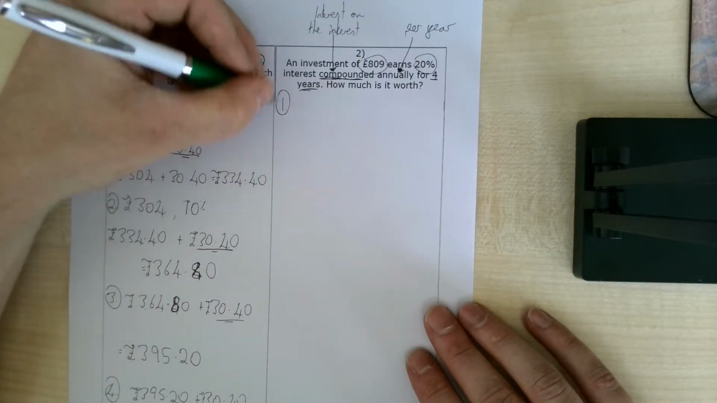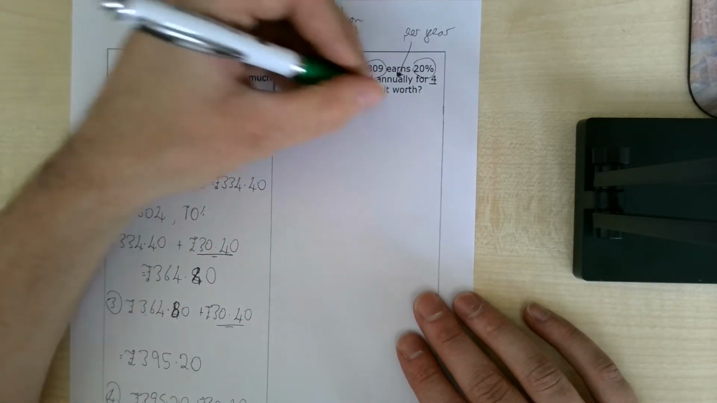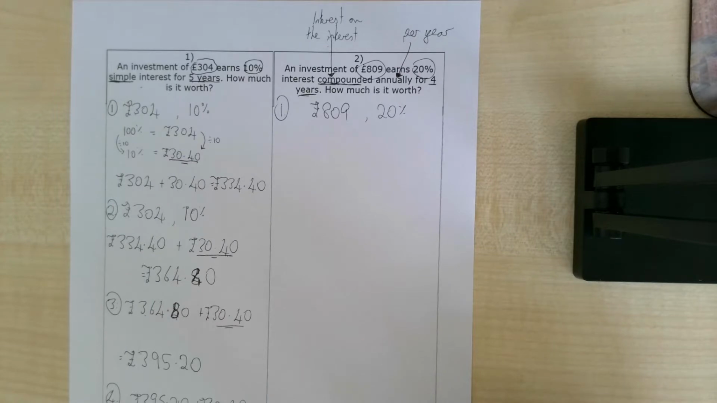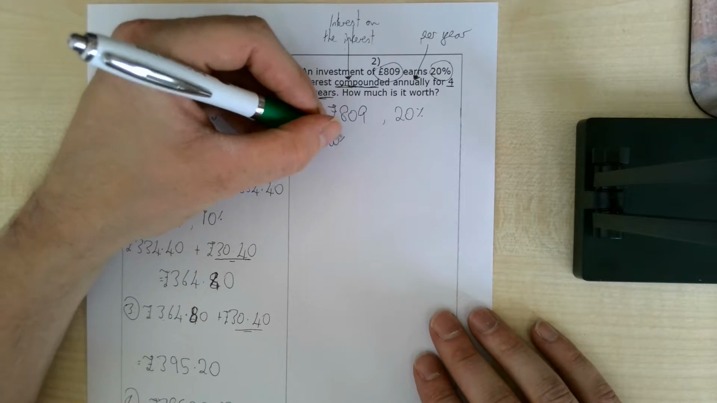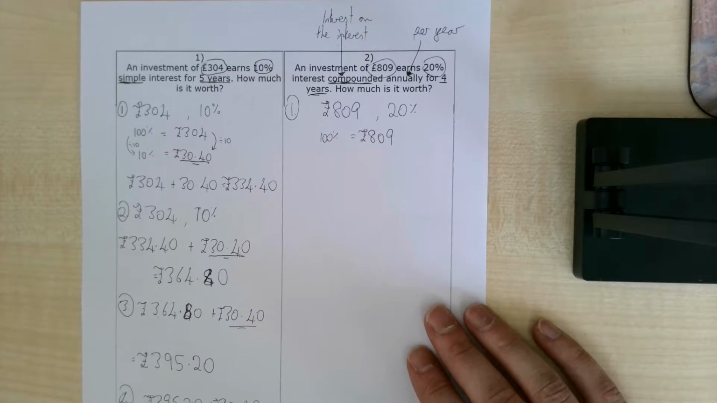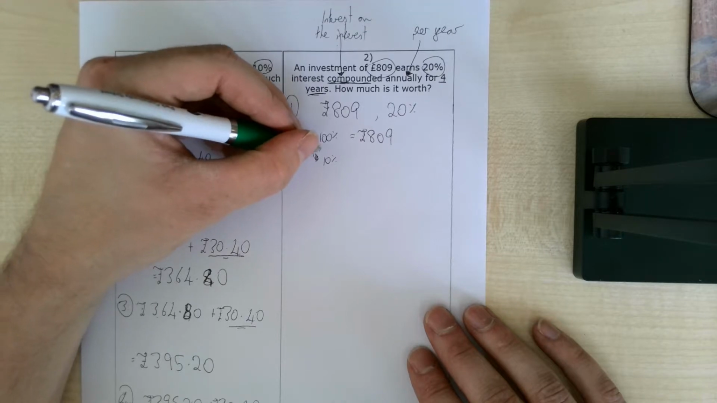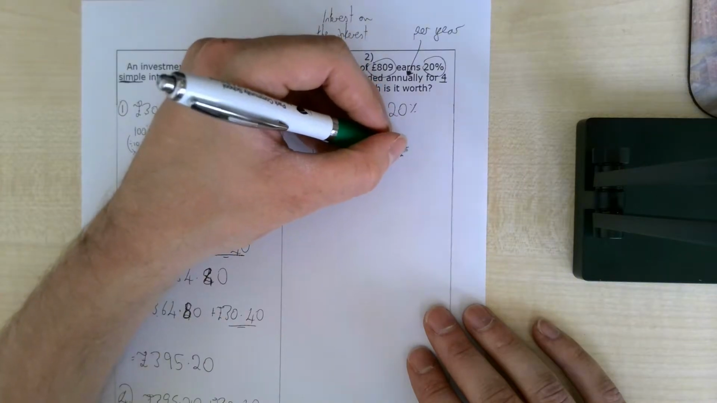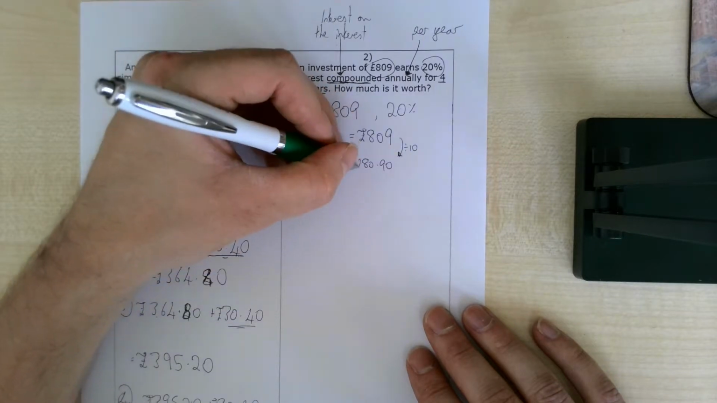So year 1, we have got £809, and it's a 20% increase we're looking at. So in terms of this one, again we can do what we similarly did over here. 100% equals £809. So 10%, we're dividing by 10. So we'll divide this by 10 as well. So 10% equals £80.90.